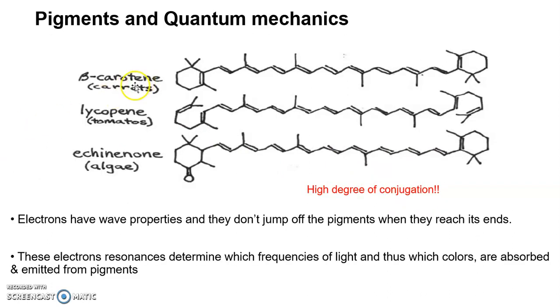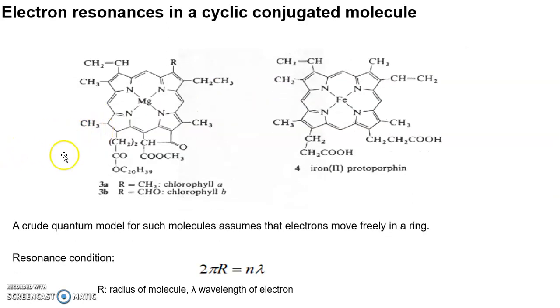So pigment and quantum mechanics. This is beta carotene, lycopene, echinenone. They have a high degree of conjugation. Electrons have wave properties and they don't jump off the pigment when they reach its ends. So these electrons' resonance determines which frequency of light, thus which color, is absorbed and emitted by the pigment. We will calculate this easily with the help of quantum chemistry.